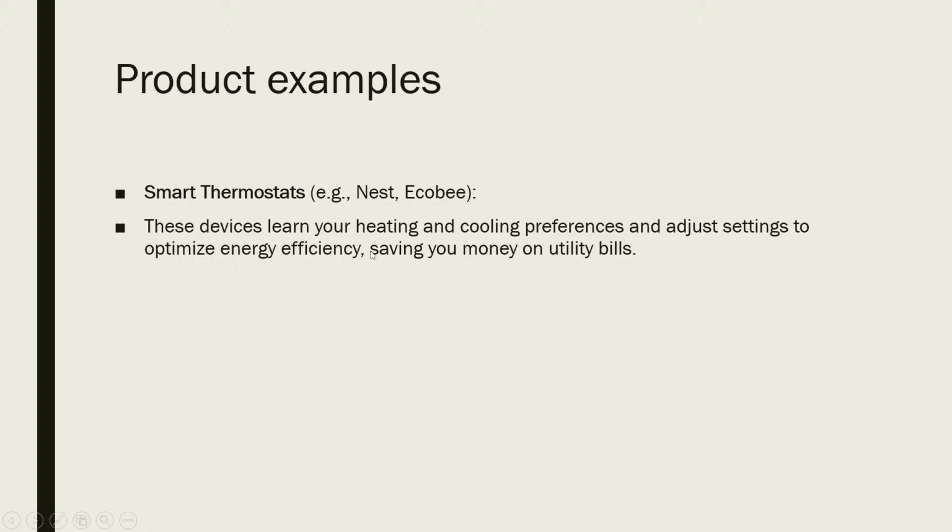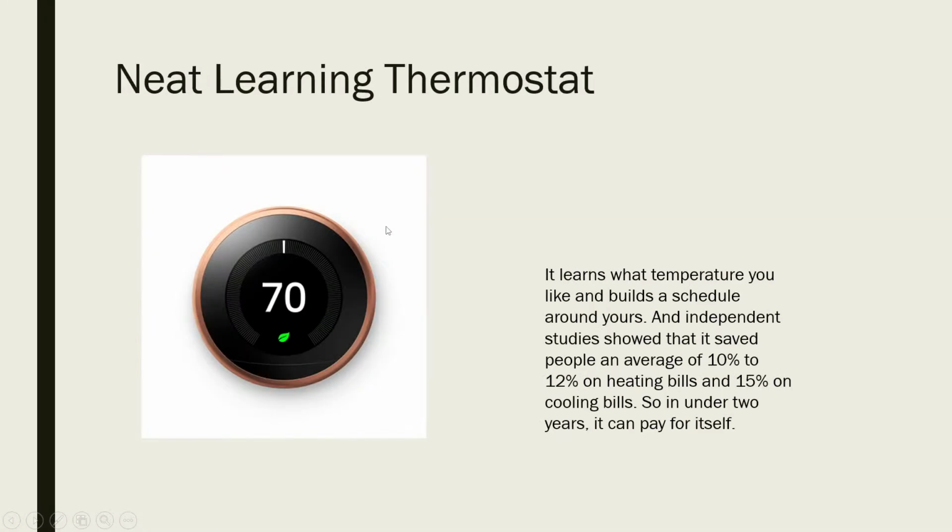In this case there are two examples, Nest and Ecobee. Nest is a Google system. So this is Nest, a smart thermostat. Nest learning thermostat. It's Nest learning thermostat.